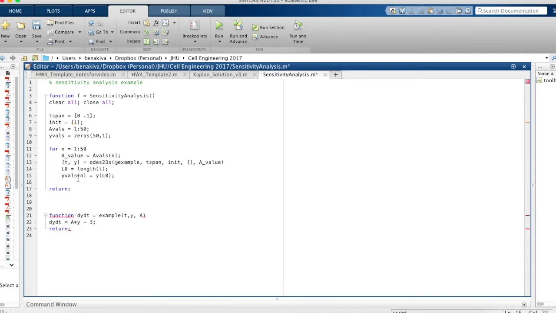So this is basically going to put into the vector y vals the value of y at the final time point, so at t equals 0.1. And then end the for loop, and then we can plot this.